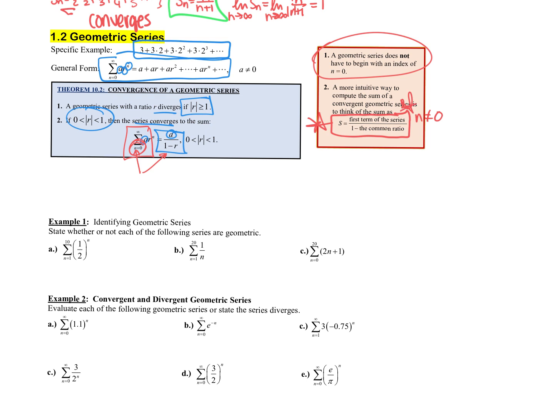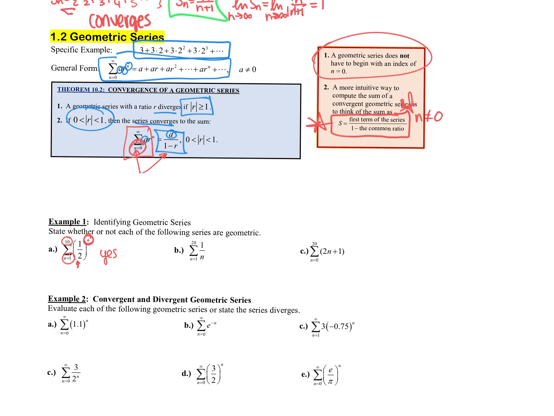Okay, so let's look at some examples of geometric series. So this first one, we're going to see whether or not this is a geometric series. That's all we're going to do here. This guy is a fraction raised to the nth power. It's not infinite. It just adds up the first 10 terms, starting with n equals 1. But it's still a geometric series. It's just not an infinite geometric series.